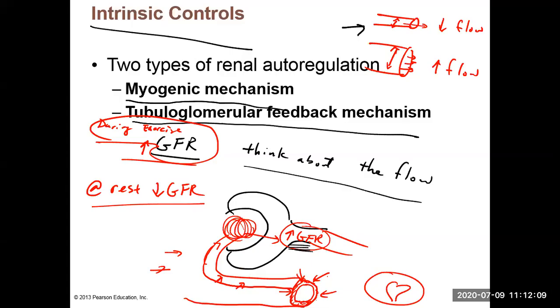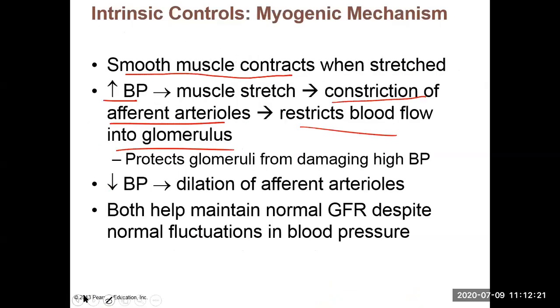At rest is opposite. When you don't put enough force on these walls, they get dilated. When they get dilated, the opposite happens. Now you have more flow. Very simple. All right? So this is called a myogenic mechanism. And the reason why we left it in here is because it happens in the kidneys.